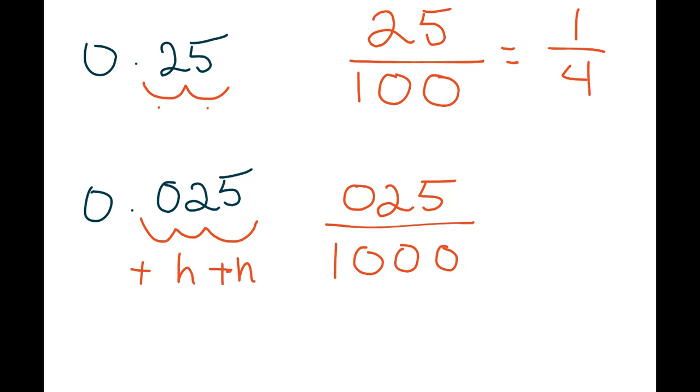I can double check my work by thinking about the place values in my decimals. So I know that I have 25 1,000ths in this decimal. I could also simplify this if I wanted to, but I don't technically need to. That's what we were working on yesterday. Today we're going to be working with decimals that are a little bit more complicated.